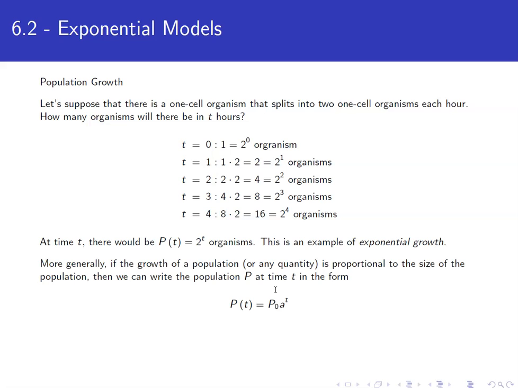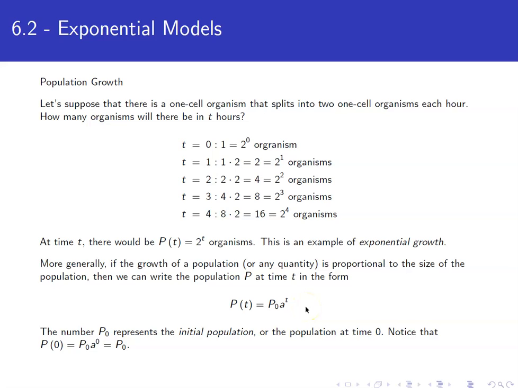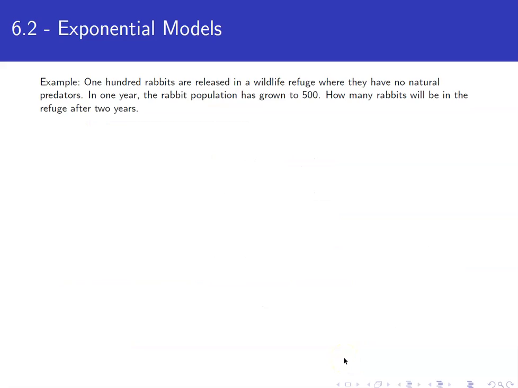More generally, if we want the population at any time, the growth of that population will be proportional to its size. In this case, to get exponential growth, we can write the population in the form P of t equals P naught a to the t. The P naught represents the population at time 0. Notice that if we put 0 in for t, we get P naught times a to the 0, or just P naught. So that is the initial population, whatever number they give you at the beginning.